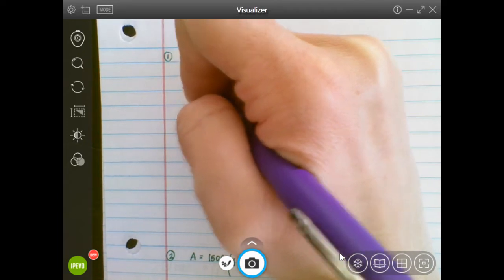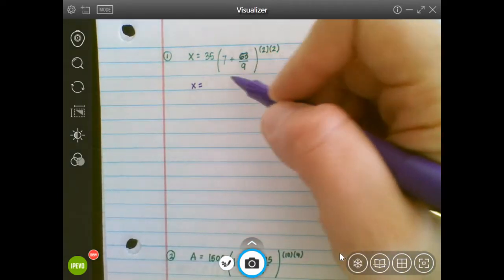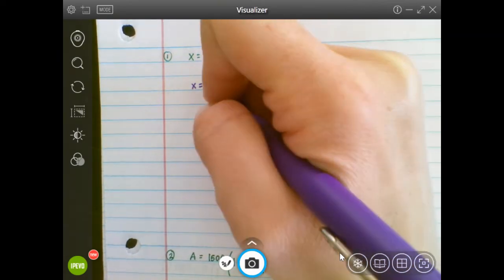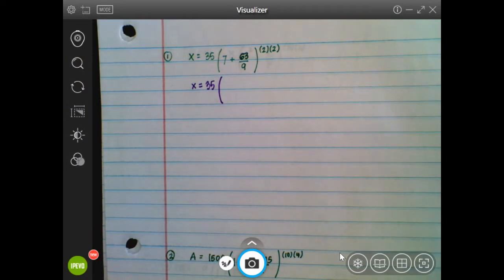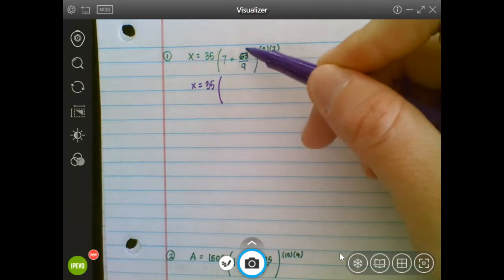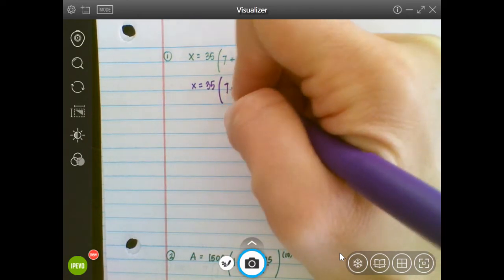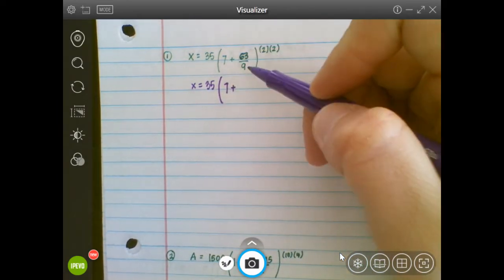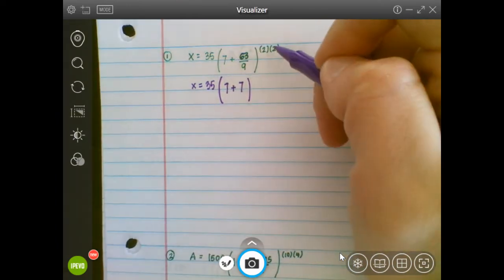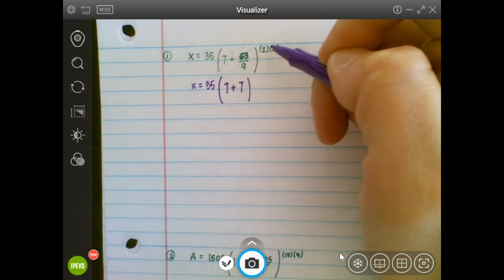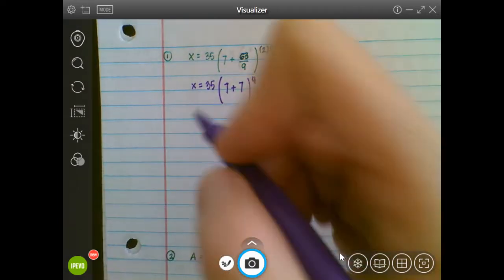So I'll carry down the x equals, and then our order of operations says to start inside of the parentheses. I'm going to carry down the 35. And then I'll look to see what I have to simplify on the inside. So first thing I'm going to notice is that I have a fraction over here. I'm going to simplify that first. So I'll pull over the 7 plus, and then I'll divide 63 by 9, which gives me 7. I'll close my parentheses. While I'm over here, I'll simplify my exponent a little bit. That's telling me to do 2 times 2, which will give me a 4.